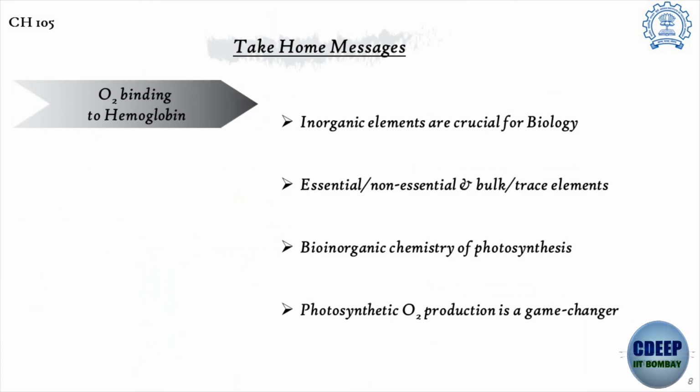So in this particular segment, what we learned is that elements are important for biology, especially the inorganic elements, and we can divide them into two sections depending on their effect on biology, essential or non-essential. We can also separate them with respect to their availability in biology, bulk or trace. We also know that bioinorganic chemistry influences the course of evolution through photosynthesis. And during photosynthesis, oxygen comes into the world and produces a new generation of species after that.